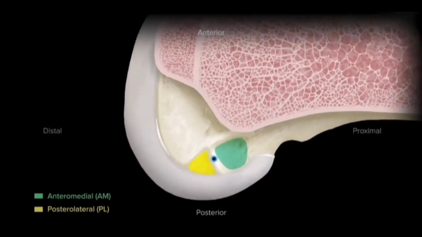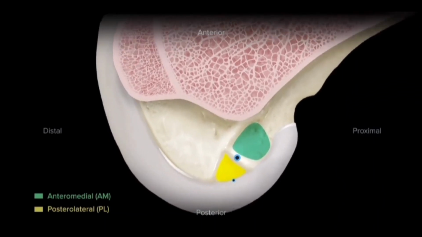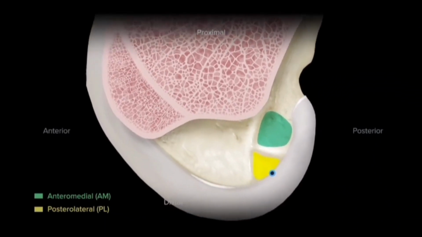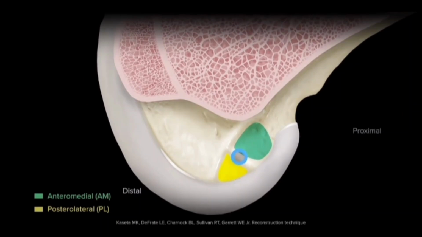To find the location on the femur of both bundles, measure the widest distance from proximal to distal on the medial wall of the lateral femoral condyle. Note that the point shown here is 43% of the distance from the proximal chondral margin to the distal chondral margin. The center of the AM bundle is roughly 29.5% of the distance from the proximal chondral margin, while the center of the PL bundle is roughly 50% of the distance from the proximal chondral margin.